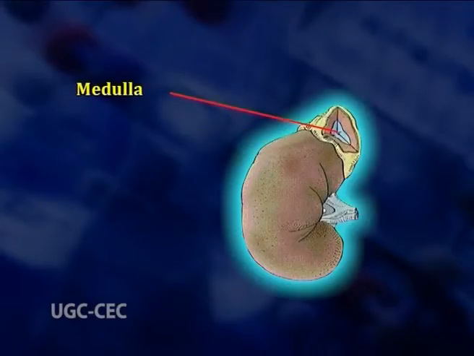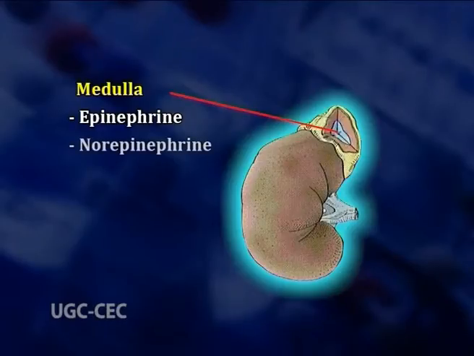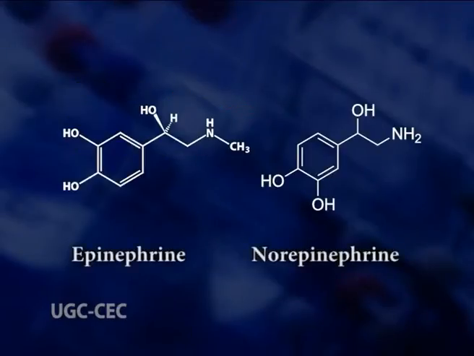The medulla secretes amino acid derived hormones that are epinephrine, also called as adrenaline, and norepinephrine, also called as noradrenaline. These are chemicals that raise the blood levels of sugar and fatty acids. These hormones also increase the heart rate and force of contraction.